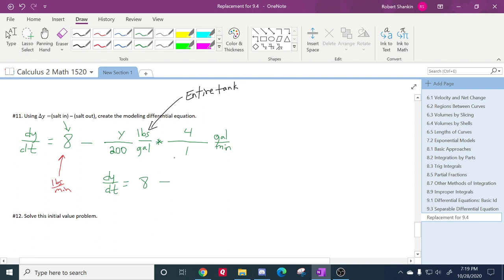8 minus, now we look at the units, pounds or gallons both cancel out. You're also getting pounds per minute over here. The 4 and the 4 in the 200 reduces to 1/50th. And that's going to be the differential equation that's going to model the situation.